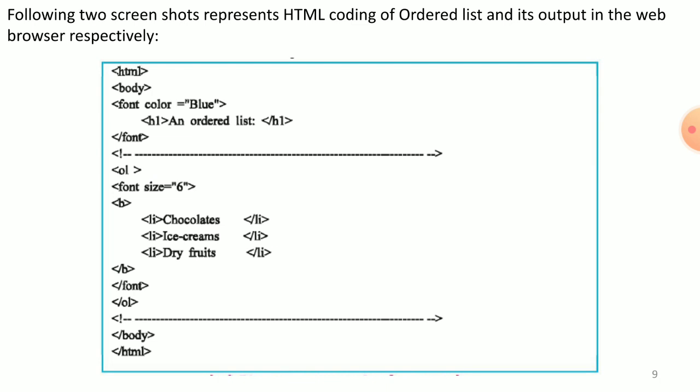And then same content, font size equals to 6, B, LI chocolate /LI, LI ice cream /LI, LI dry fruit /LI, /B, /font, /OL, /body and /HTML. And save your file and preview.